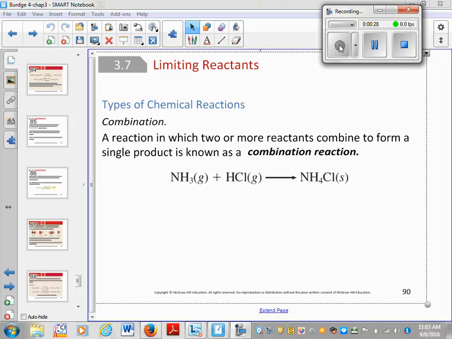If you look at this one, ammonia plus hydrogen chloride gives you ammonium chloride. So you're putting two things together to make one thing, so we're combining them. So we call it a combination reaction, when you're combining two or more things.